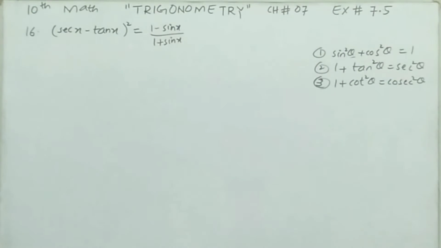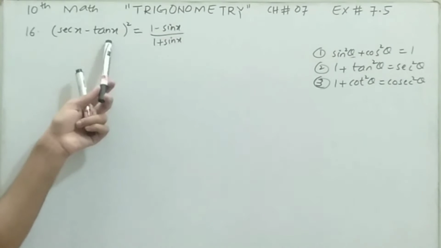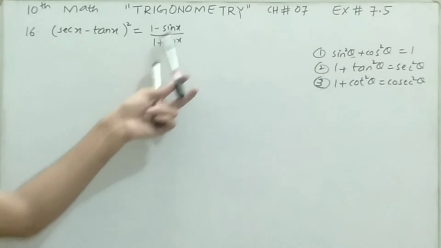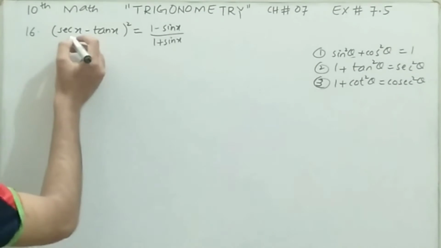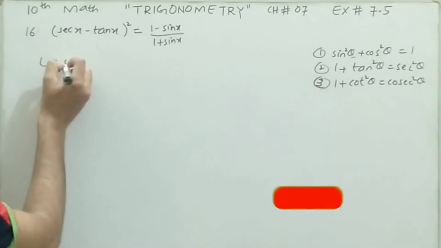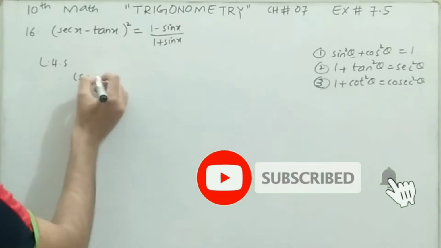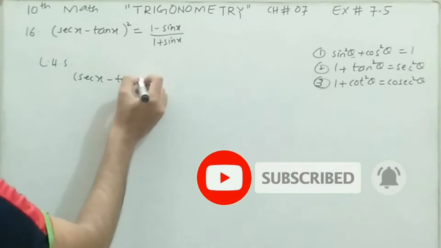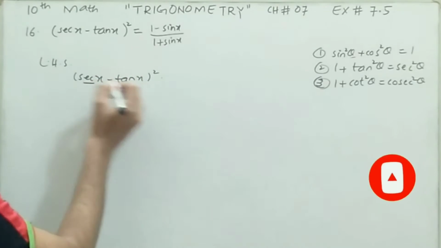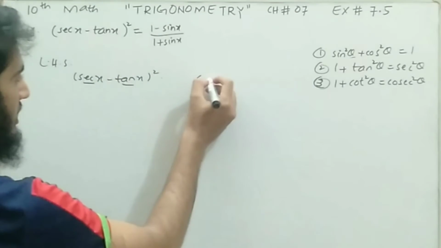Now move toward question number 16: secant x minus tangent x whole square should be equal to 1 minus sin x over 1 plus sin x. So let's take the left hand side. On the left hand side we have secant x minus tangent x whole square. Over here let's suppose this is a, and this is b. So the a minus b whole square formula.